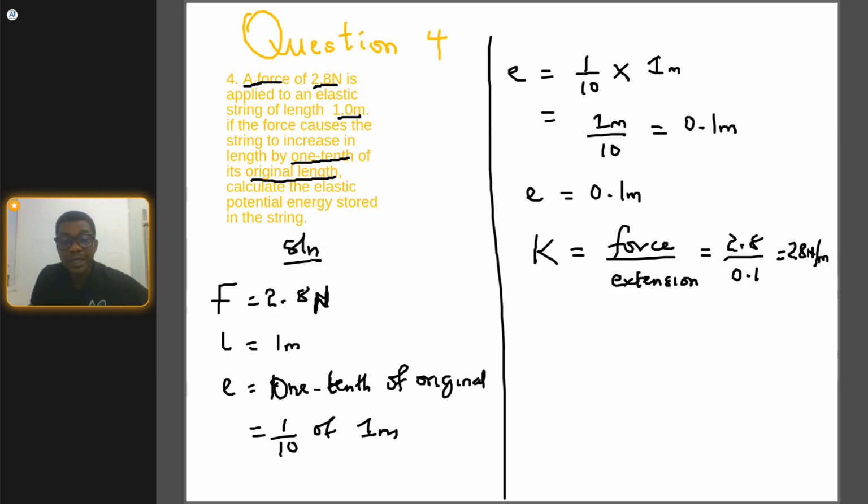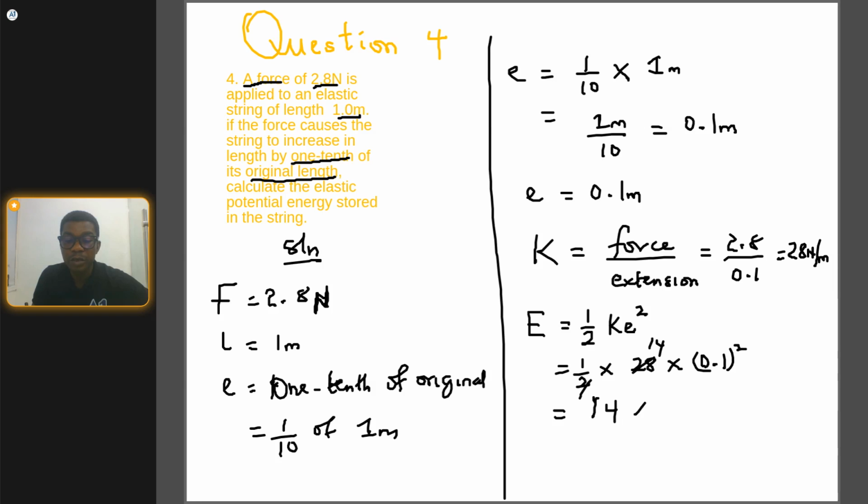Now we can solve for the energy stored. Energy stored, which is letter E, is equal to 1/2 Ke squared. 1/2 multiplied by K, which is 28, and e is 0.1, all squared. By simplification, we have 2 here, 1, 2 here, 14, and that's going to be 14 multiplied by 0.1 squared, which is 0.01.